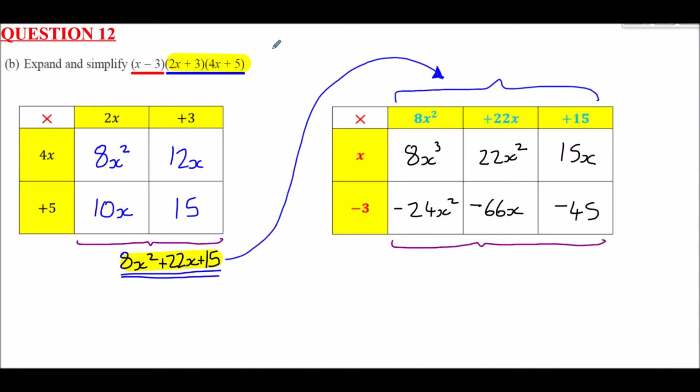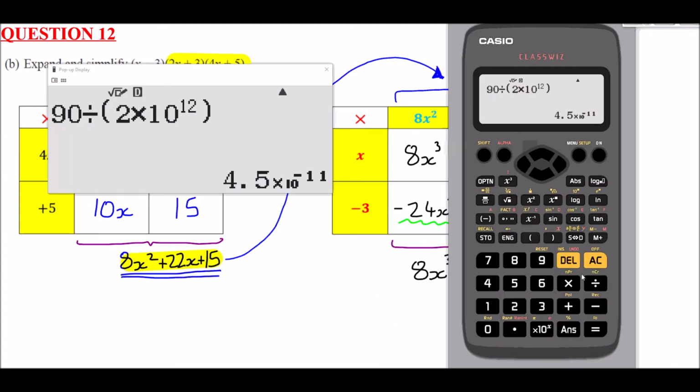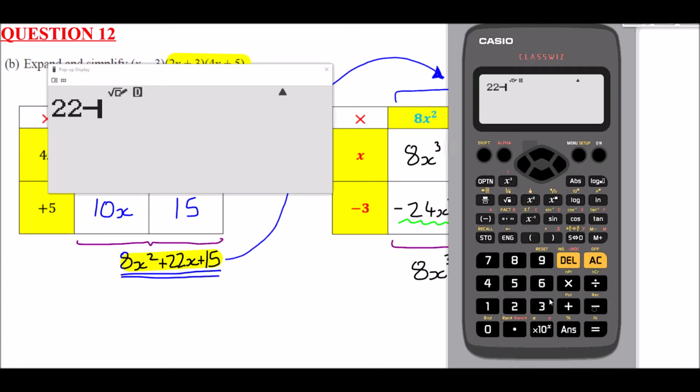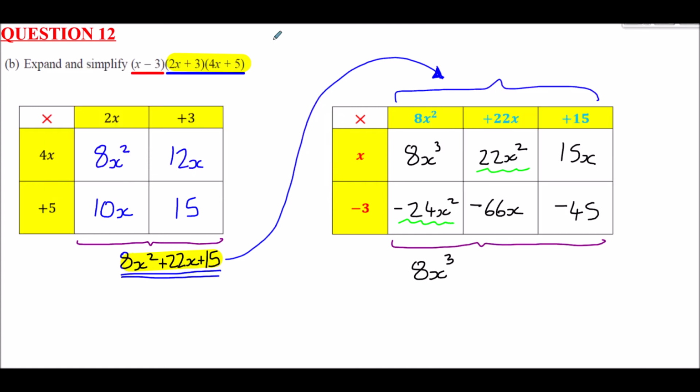So I've got one lot of x cubes here, so that's 8x cubes altogether in that pile. So I've got 8x cubed. Then the x squareds, well, I've got 22 here, then I need to minus 24 there. So 22 minus 24, if in doubt, use your calculator. Get minus 2. So then I'd have minus 2 x squareds.